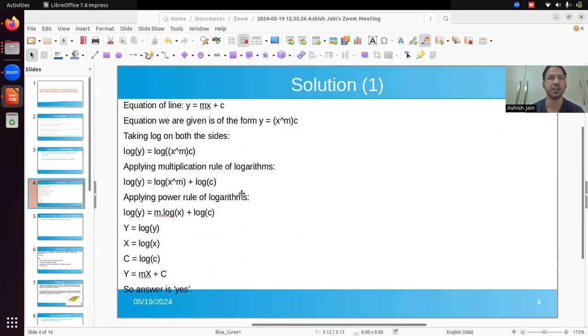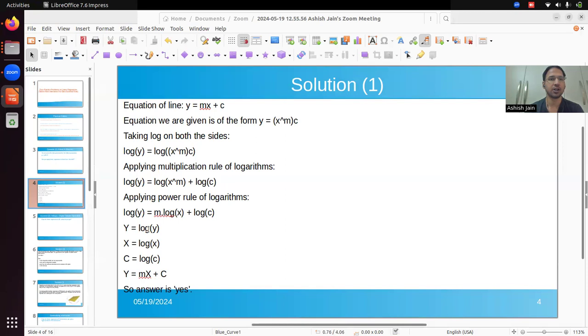So equation of line is y equals mx plus c. Equation we are given is of the form y equals x to the power m multiplied by c. So the steps which we follow are, you have to know a little bit of logarithms to solve this problem. You take the log on both sides, apply the multiplication rule, then apply the power rule, and what you get is an equation for a line itself. But the terms are logarithms.